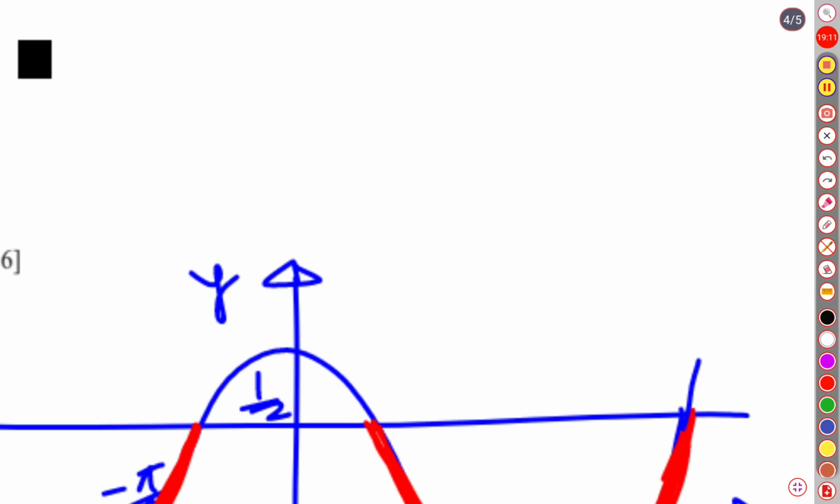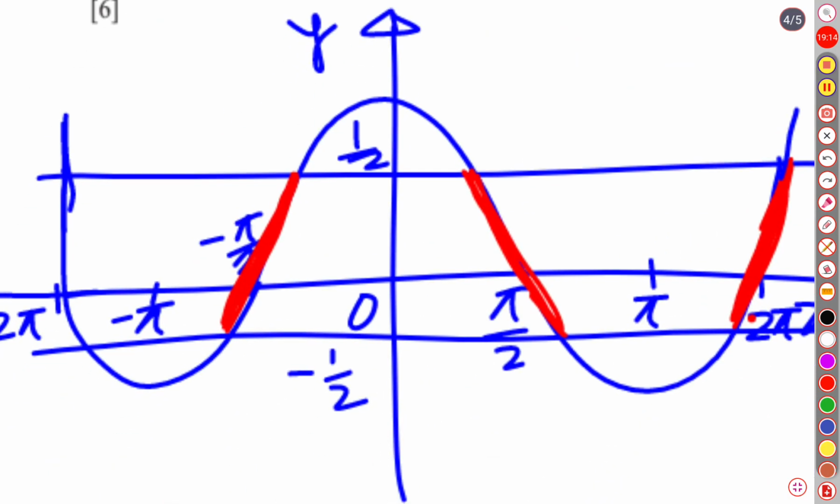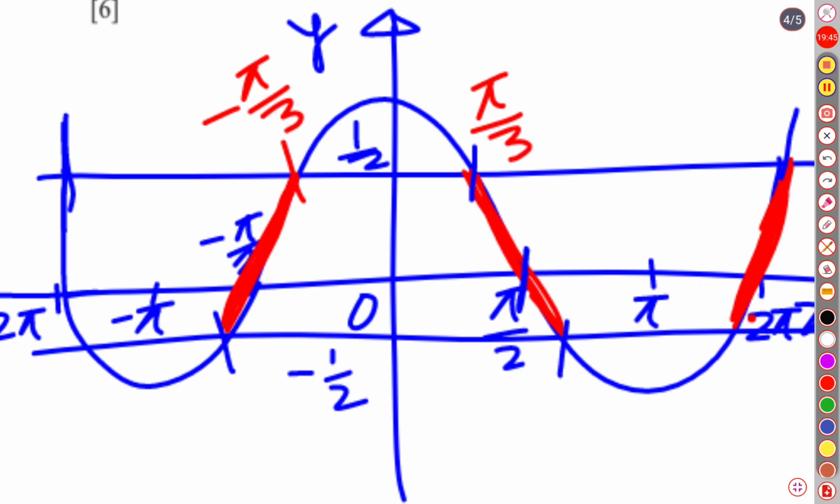When is it half? Cos of what is half? We know that cos of pi over 3, that means 60 degrees, is half. So here it is 60 degrees. Let us write, this one is 60 degrees. As the graph is symmetrical, this is also negative 60 degrees. If this is negative 60 degrees and here it is 90 degrees, then this is going to be 120 degrees, this is negative 120 degrees, and this is 90 degrees.